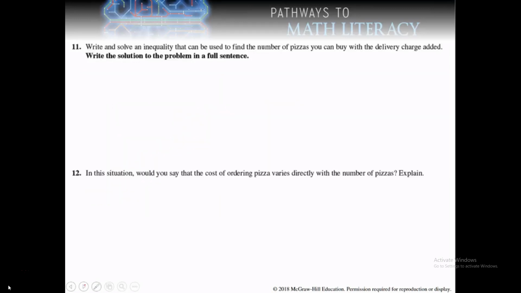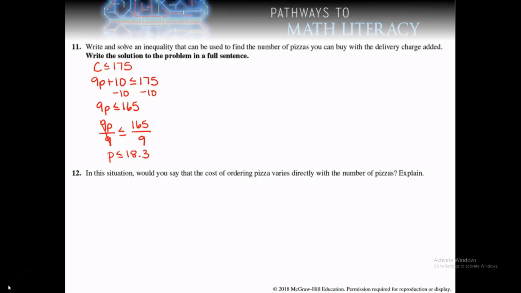So then in 11, let's use an inequality again. So we still want our cost to be less than or equal to 175. But this time our cost is 9p plus 10. So we have 9p plus 10 less than or equal to 175. That means there's an extra step to solve this one. First I need to subtract 10 from both sides. And so that's going to give me 9p less than or equal to 165, and then I can divide both sides by 9. And that's going to give me p less than or equal to 18.3, which means I can really just buy at most 18 pizzas.